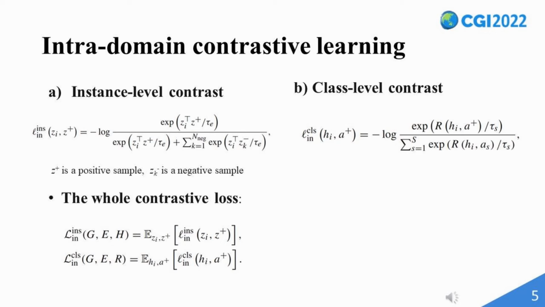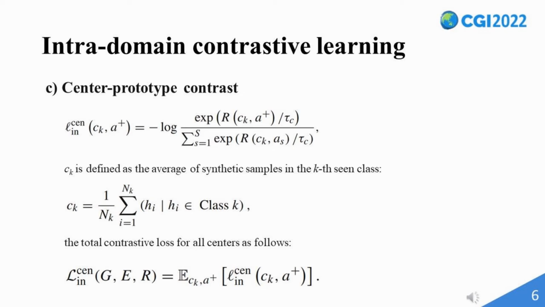With such, we can formulate the class-level contrastive loss as follows. For center prototype contrast, we expect that the semantic information from the prototype can be well embodied in the synthesized data. So far, although a discriminator is incorporated to align the synthesized data distribution to the real one, we point out that it is actually a coarse-grained weak constraint.